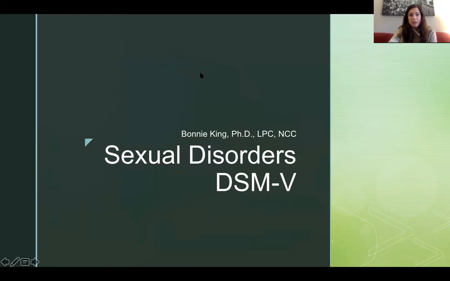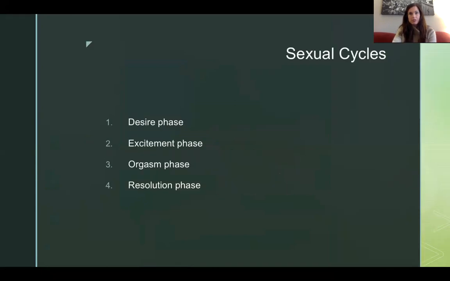So we're going to learn about all of the sexual disorders in the DSM-5 and the paraphilia disorders. There are 4 stages to the sexual cycle: the desire phase, the excitement phase, the orgasm phase, and the resolution phase. And there can be dysfunctions and disorders in all of these phases.